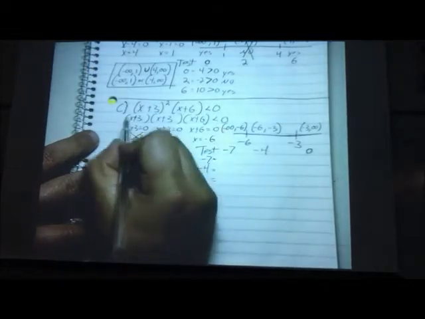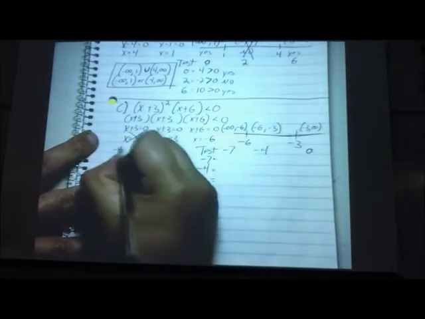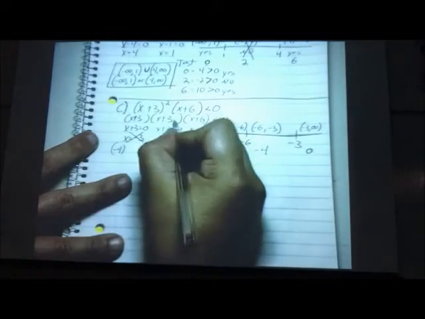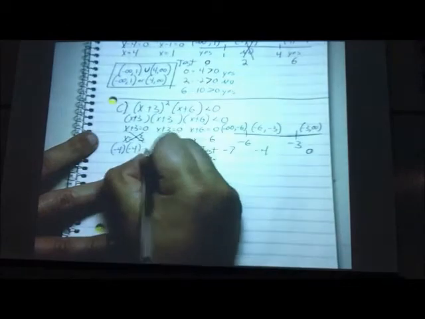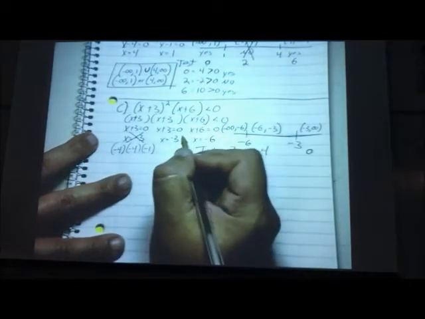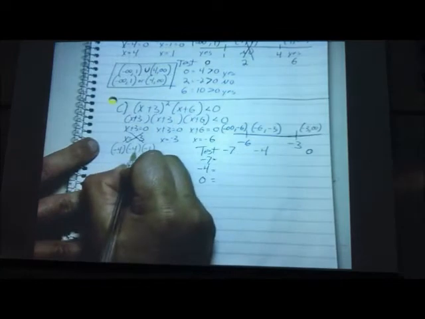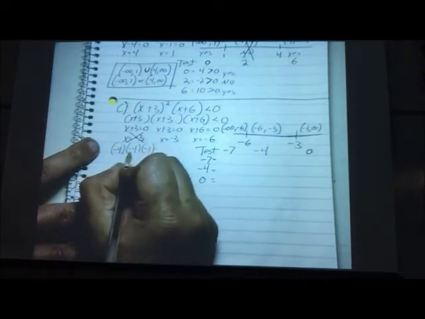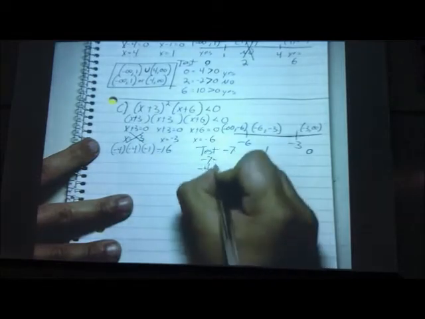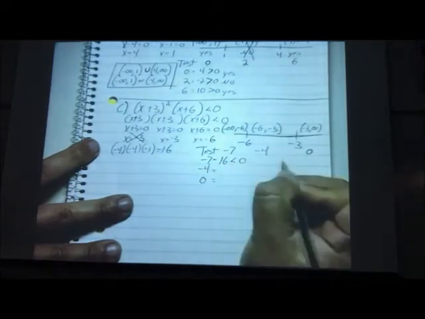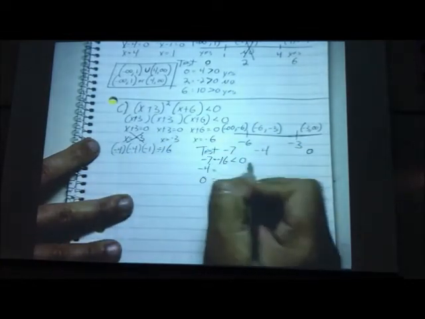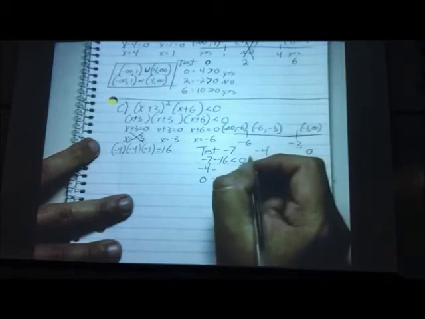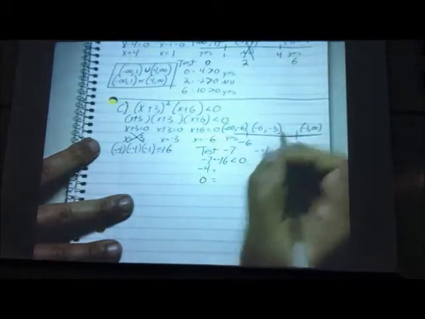So -7. -7 plus 3, -4, correct? Parentheses. -7 plus 6, -1, correct? Yes? Okay, so -4 times -4, 16. 16 times -1, negative, so it's -16. Is -16 less than 0? Yes. Right? It's less than 0? Yes.